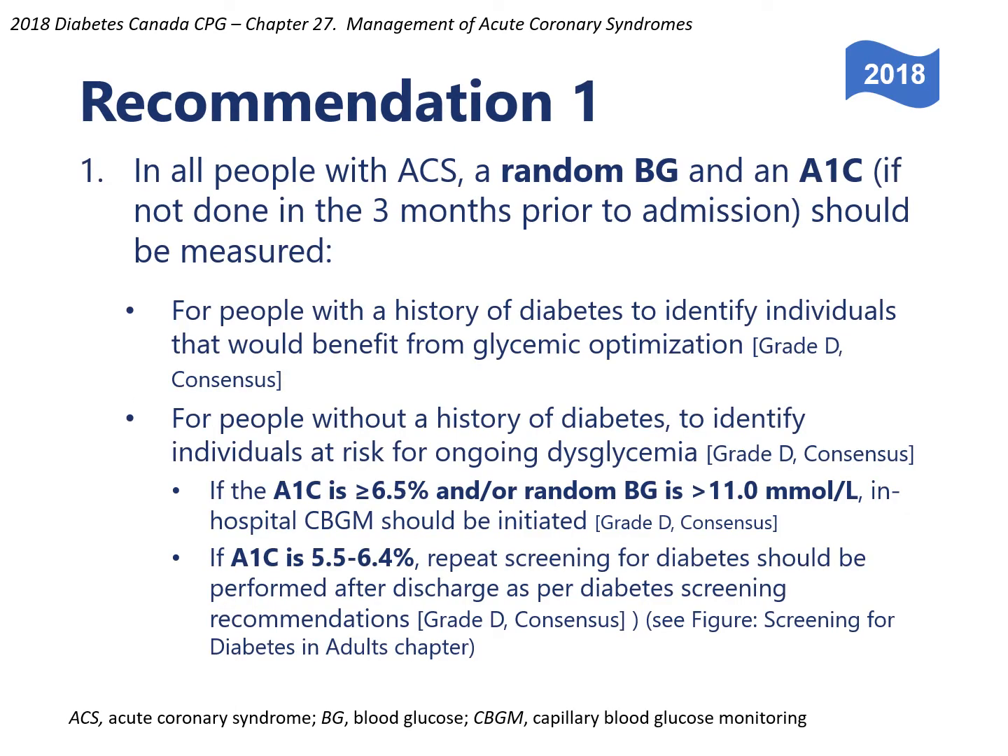Recommendation 1 for this chapter. In all people with ACS, a random blood glucose and an A1C, if not done in the 3 months prior to admission, should be measured. For people with a history of diabetes, this is helpful to identify individuals that would benefit from glycemic optimization. For people without a history of diabetes, this is helpful to identify individuals at risk for ongoing dysglycemia.